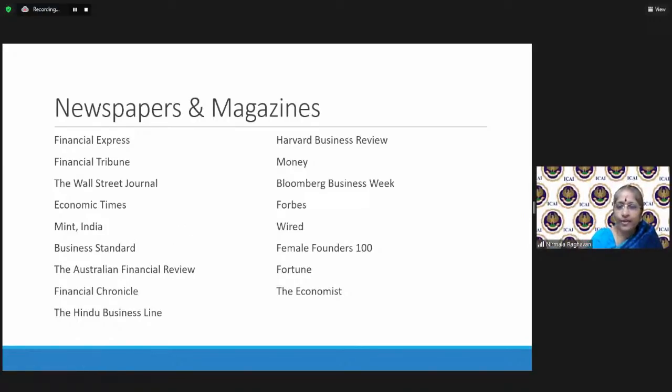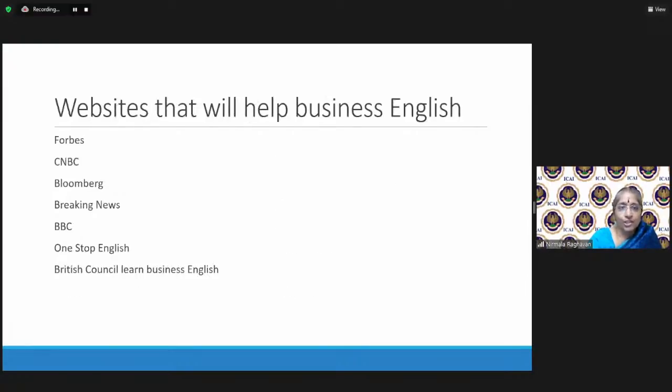So some of them are paid stuff, some are free. You may subscribe to the free ones because you can have a variety of reading magazines or newspapers. Financial Express, Tribune, the Wall Street Journal, Economic Times, Mint India, Business Standard, the Australian Financial Review, Financial Chronicle, the Hindu Business Line, Harvard Business Review. Some of these are paid, some are free. Subscribe to freer ones and have a variety to read. That will help you build your business English skills.